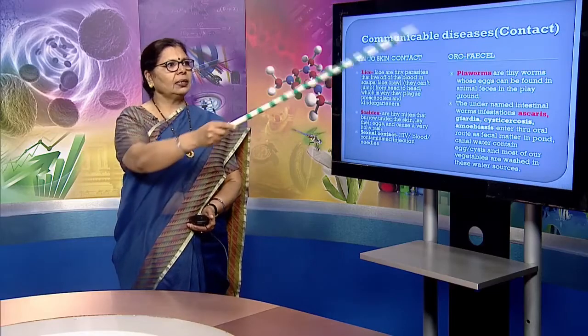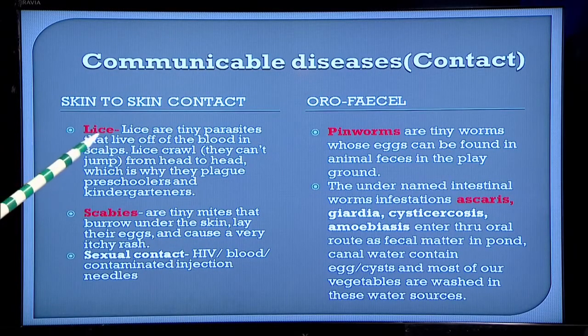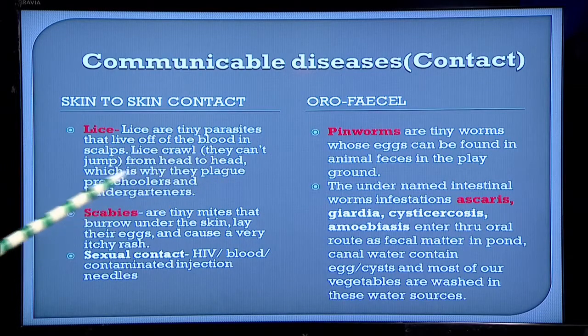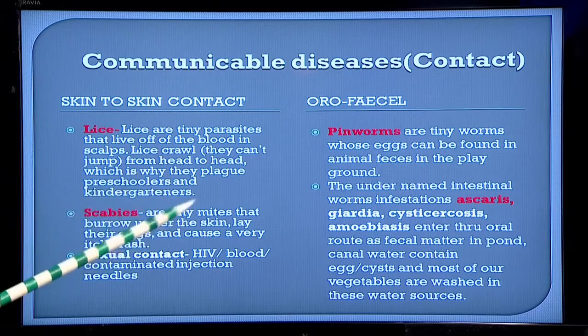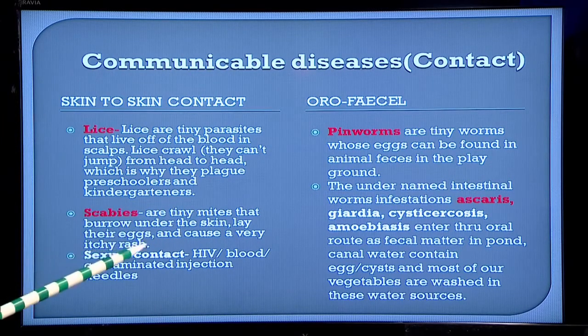There are many other communicable diseases, spread by skin to skin contact. During childhood, many must have faced lice. They are tiny parasites, they live off the blood in the scalp or the head. They crawl from head to head, which is why they plague preschool and kindergarten children, because they keep on talking and keep on playing together. Scabies is another type of mite, which burrows its eggs in the skin and causes itching.